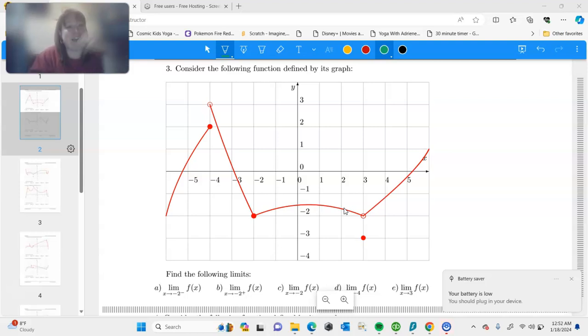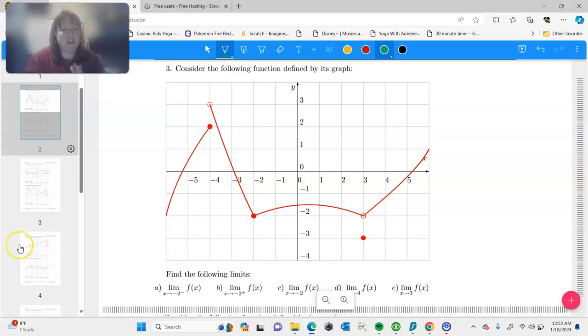So my battery's about to die, but to sum it up, basically, the open circle means you're getting really, really close to that point, but you're not actually touching it. And the closed circle means you're going through that point, and that point exists on the graph. So hopefully that helps a little bit.